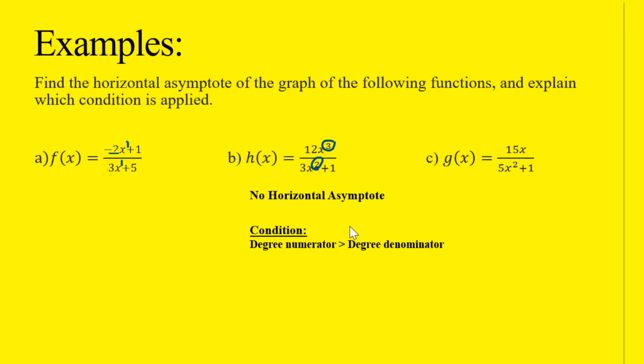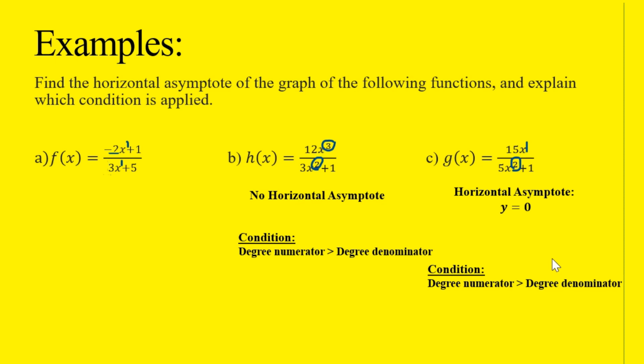And the condition that we applied there was that the degree in the numerator was greater than the degree in the denominator. Now for this last example, we have 15x over 5x squared plus 1. The degree in the numerator is understood to be 1, and we can see the degree in the denominator is 2. So we can see that the degree in the numerator is less than the degree in the denominator. So therefore, the horizontal asymptote for this case would be y equals 0.